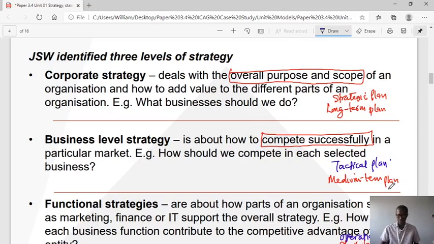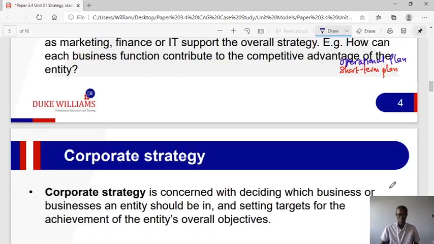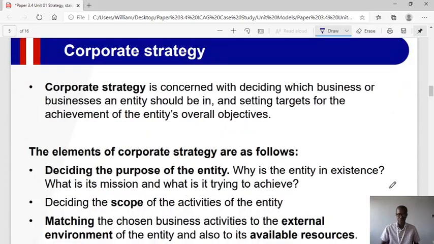So whereas we have three levels of strategy, we also have three levels of plan by R.N. Anthony. All right. Now, let's go further to briefly look at some of the constituents or what make up a corporate strategy, what make up our business strategy, and what makes up our functional strategy.